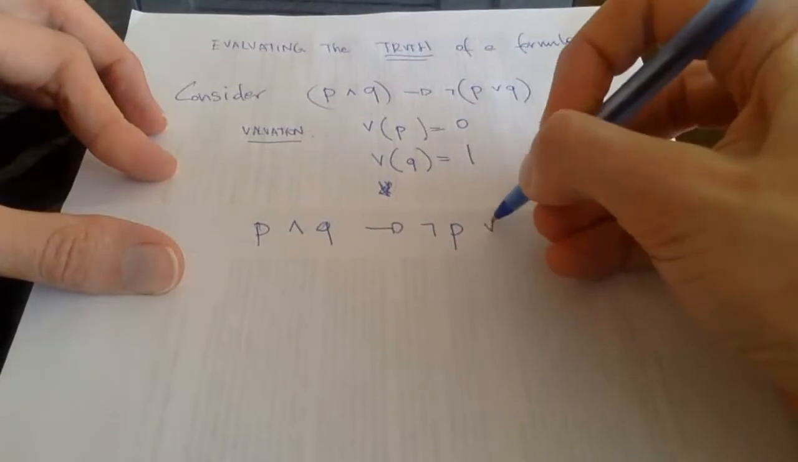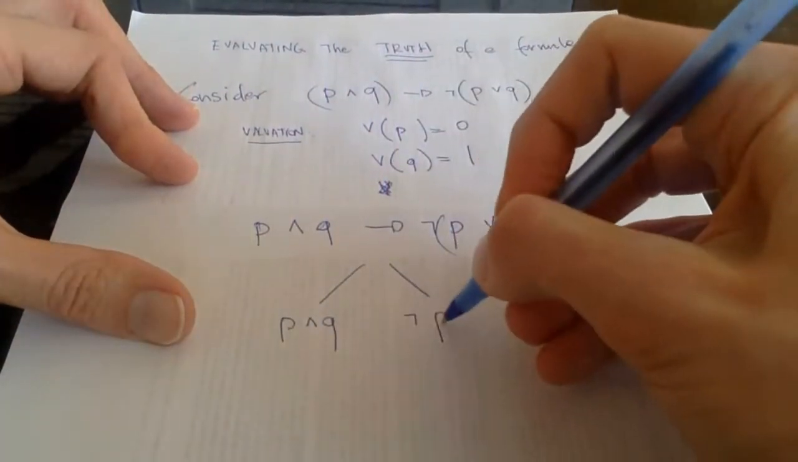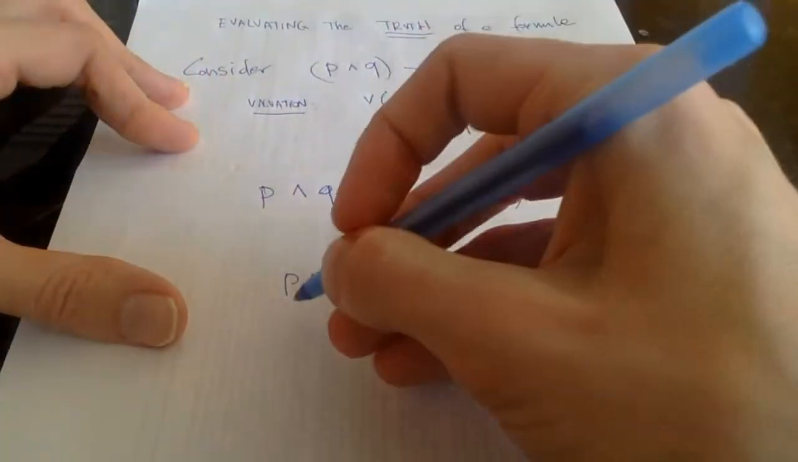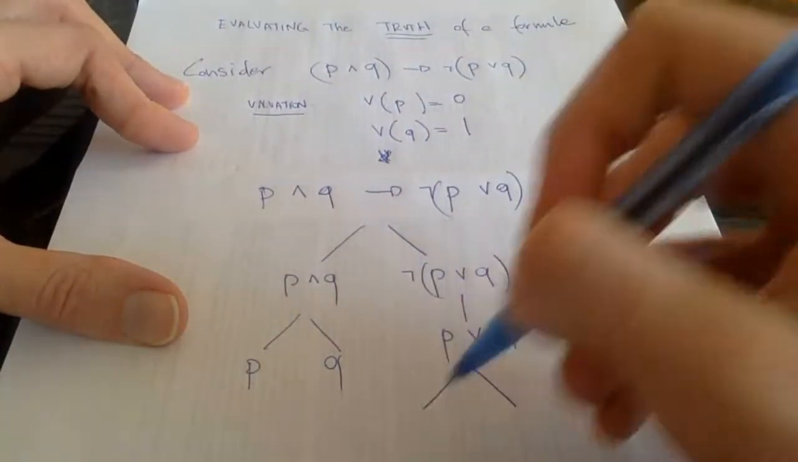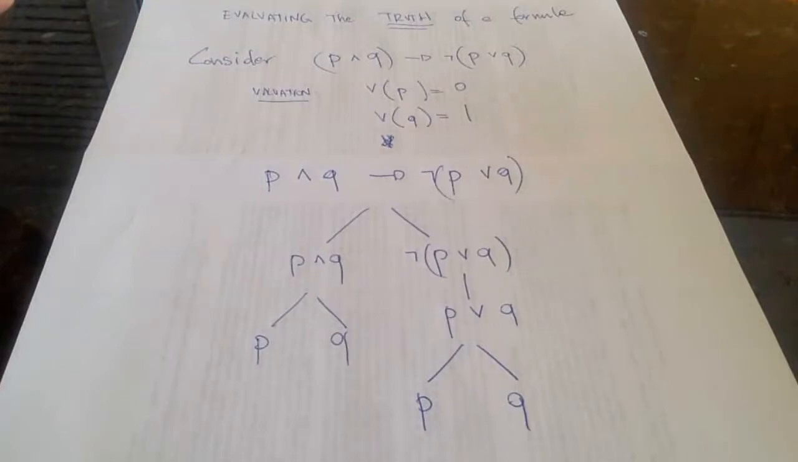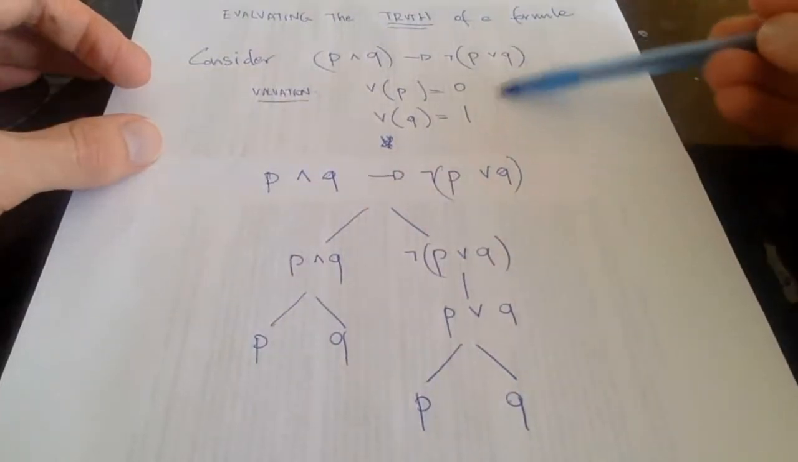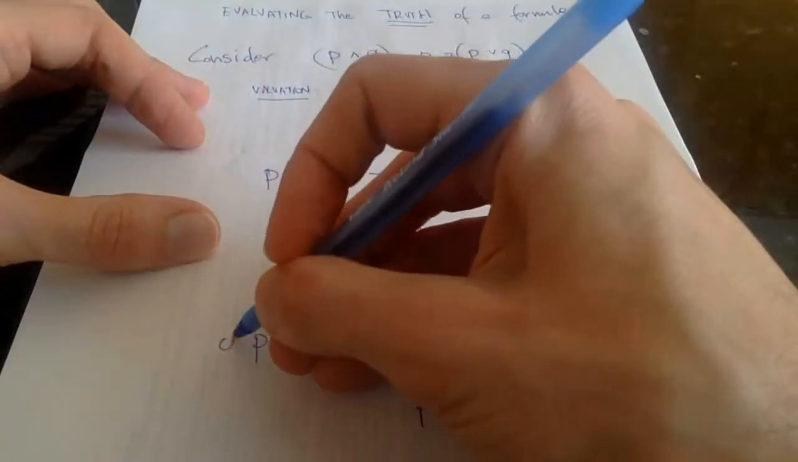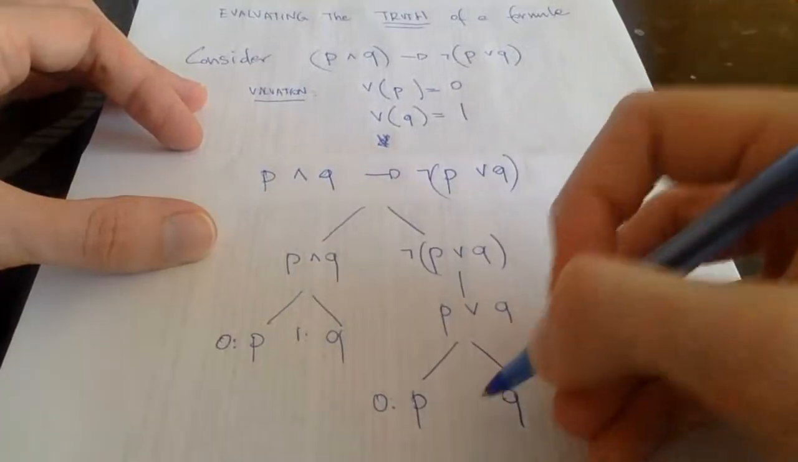So I'm gonna write it down again. And the first thing to do here is to break it down in a tree-like format. So we have P and Q here, we have not P or Q here, and these can be further broken down into P and Q, and P or Q, and then again P and Q. So this is our tree for the formula up here. And we can assign truth value to the atomic formulas right here according to what we are given in the valuation. So we can assign 0 to P and 1 to Q.